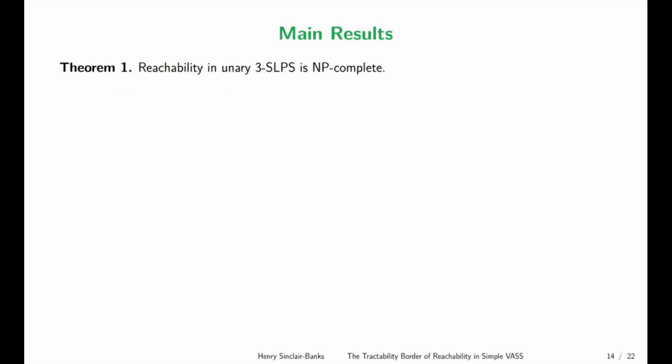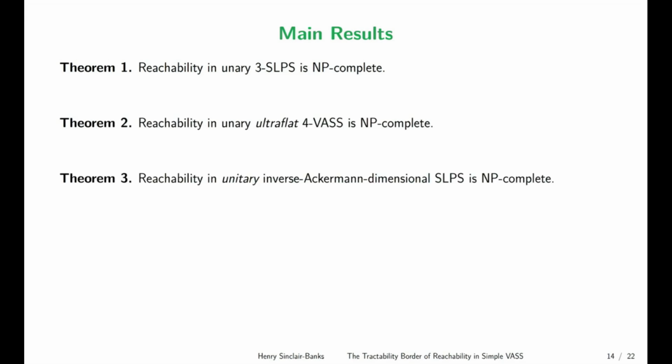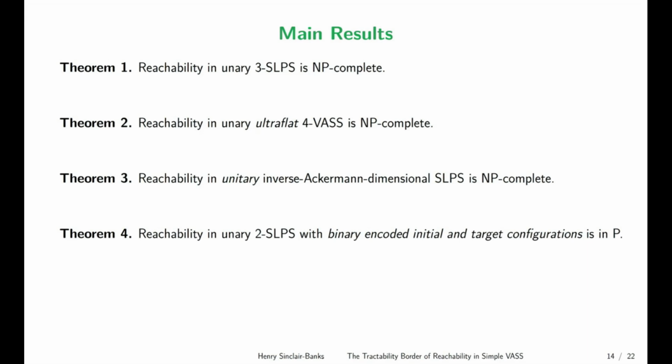Other main results. I'm going to skim all of them with varying detail. I have an optimistic aim to show some nice detail for the very final one, so don't worry if it doesn't make any sense. We have these 3 theorems. The first is what's going on with ultra-flat VASS, which I will define in a minute, similar to the first theorem. And then there's this unary inverse Ackermann dimensional system. What's going on there? I'll show you that.